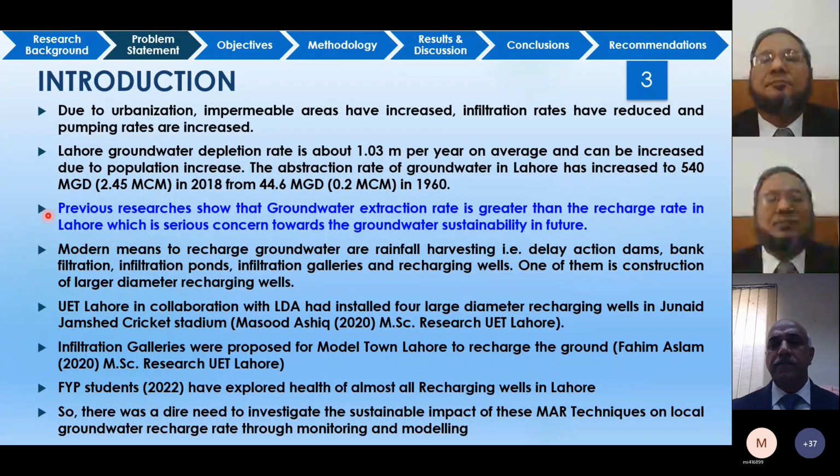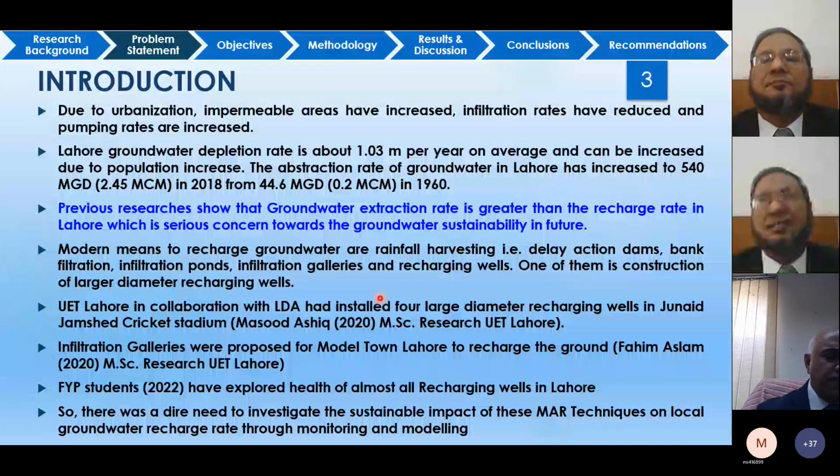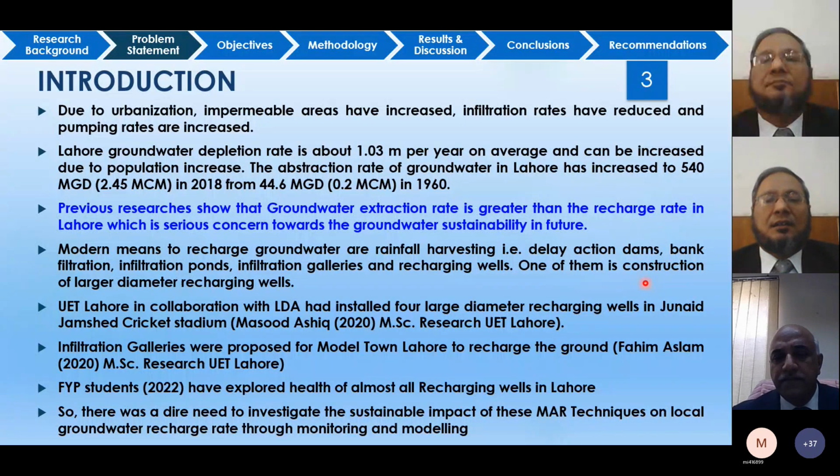The modern means to recharge groundwater are rainfall harvesting, delay action dams, bank infiltration ponds, infiltration galleries, and recharging wells. One of them is the construction of larger diameter recharging wells. UET Lahore, in collaboration with LDA, had installed 4 recharging wells of large diameter. Their diameter was 15 feet and the depth was 30 feet. Later on, we did the monitoring and the modeling for that recharging well, and studied its performance through an MSc study carried out by Masood Ashik in 2020.